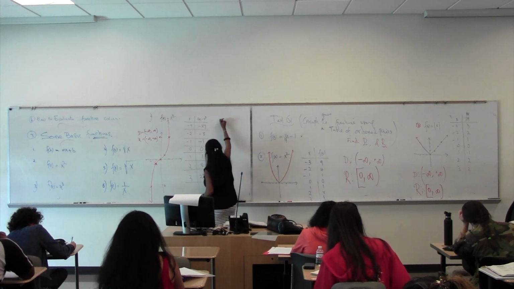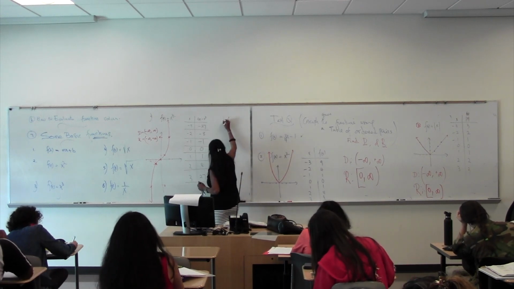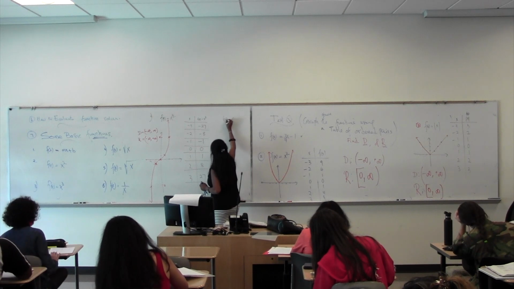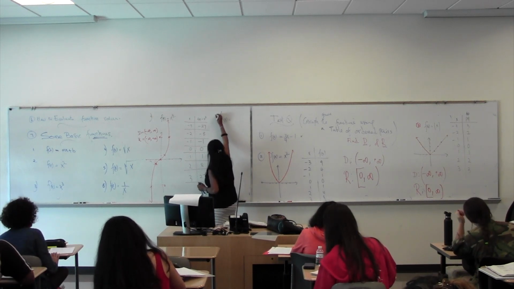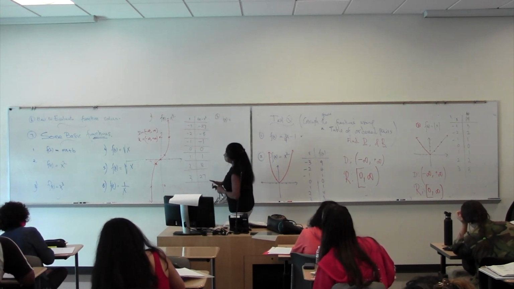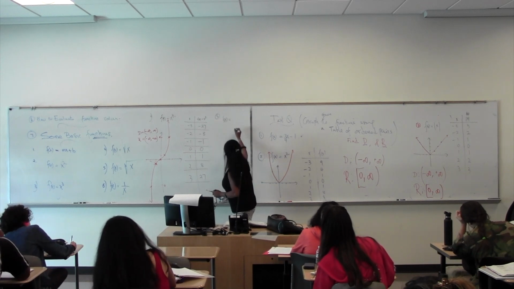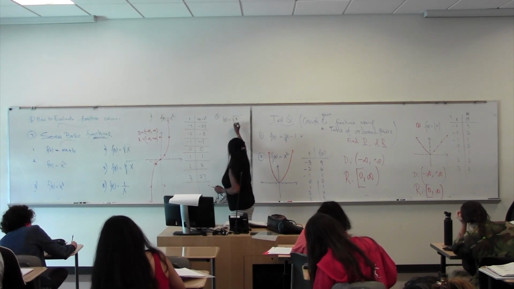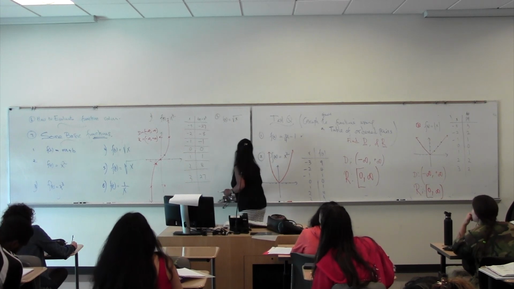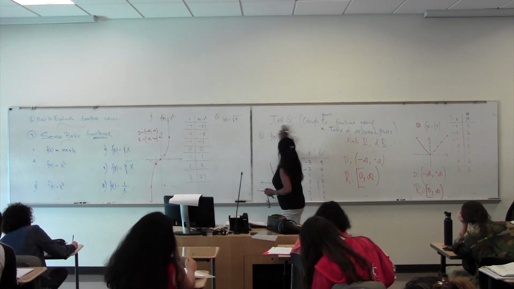The next one we are going to do, this is number 5. f of x is equal to the square root of x. Let's do the square root of x one. I'm going to erase this.